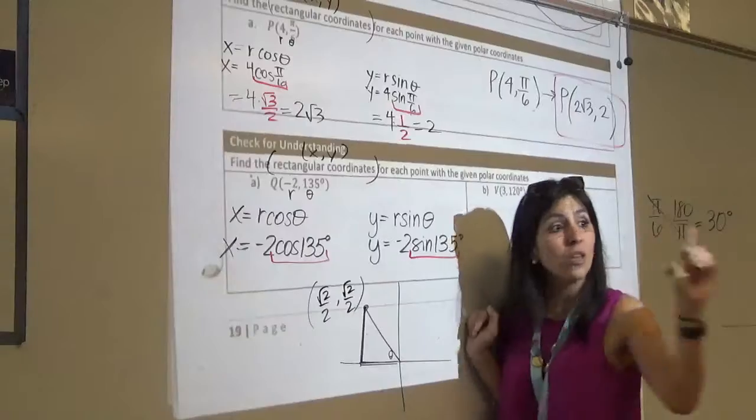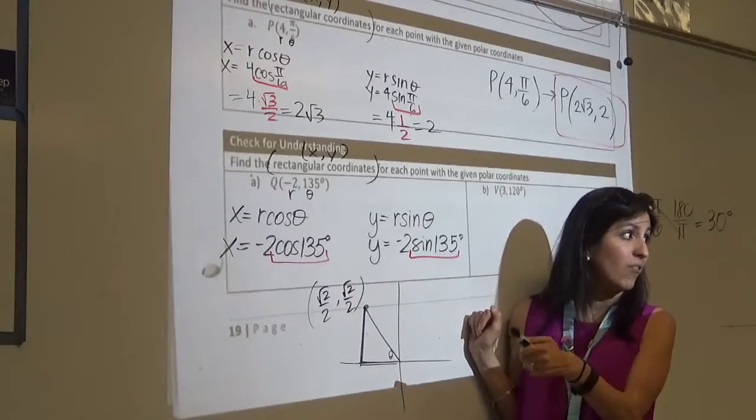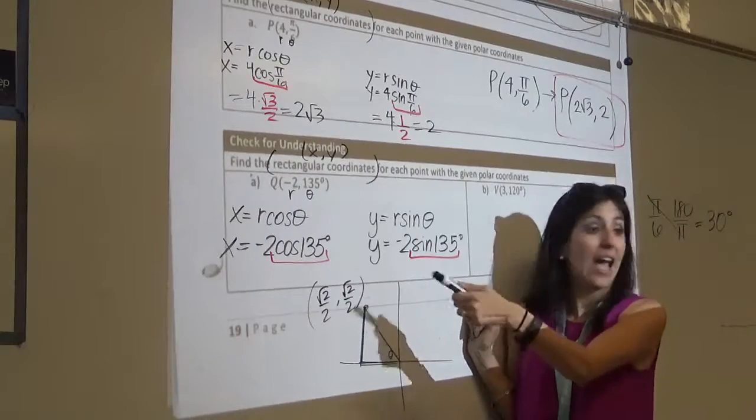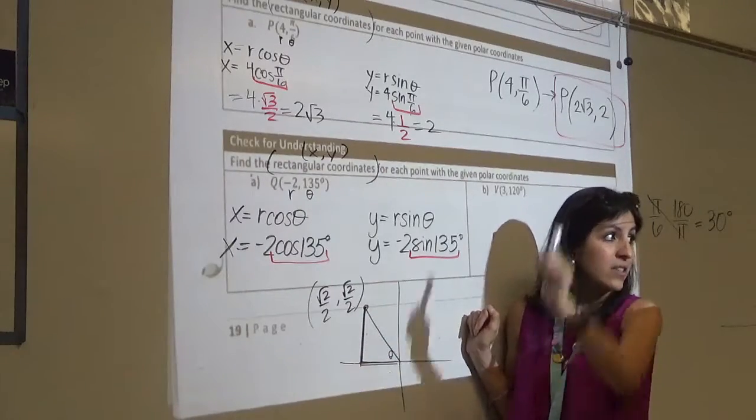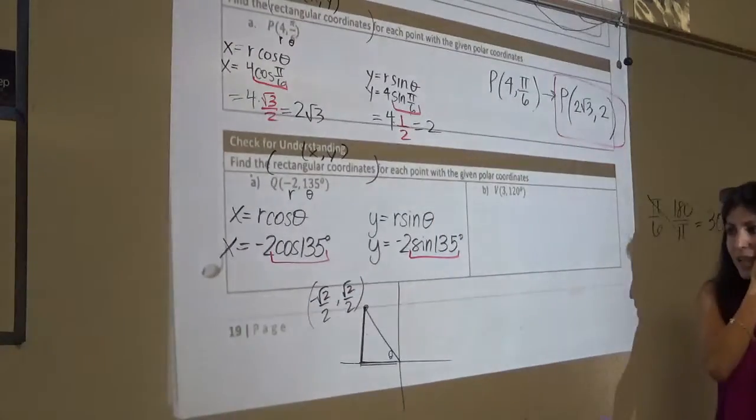And the only thing you can't forget to do is ask yourself, well, wait, should one of those be negative based on where I'm at? And it's the x, right? Because I'm backwards on the x-axis and positive on the y. So here's my point. Beautiful.